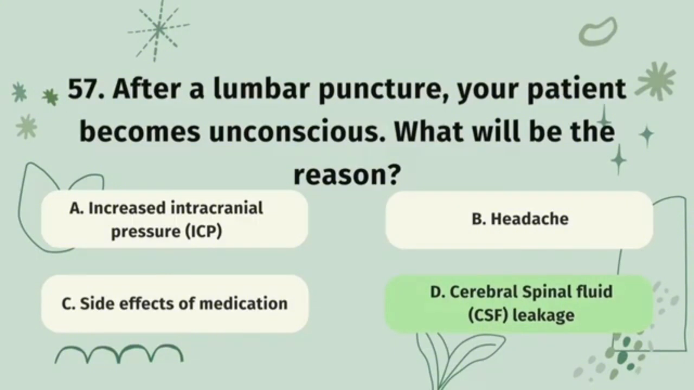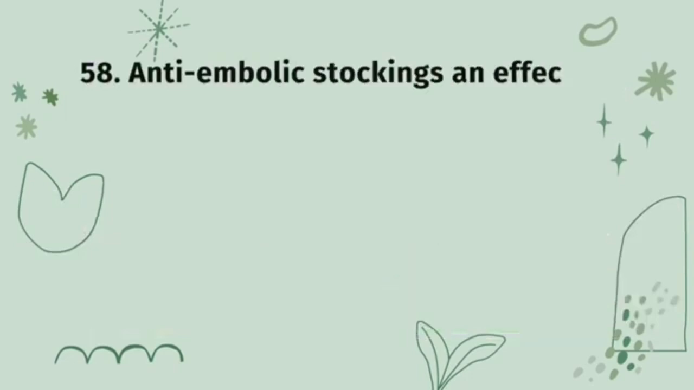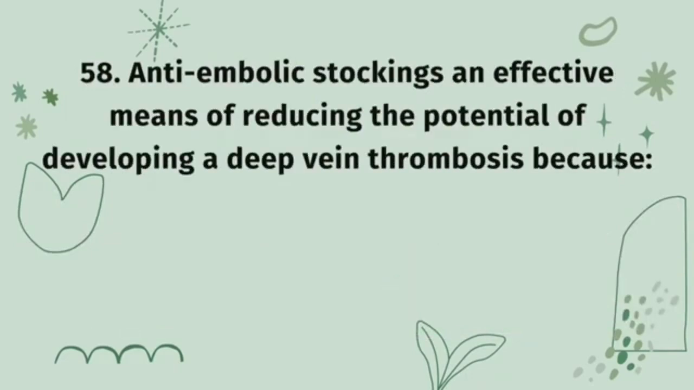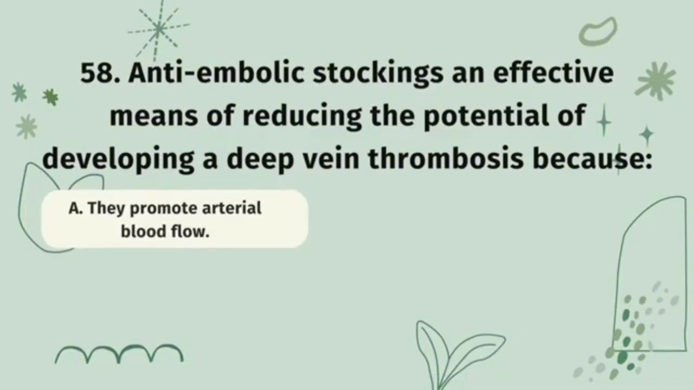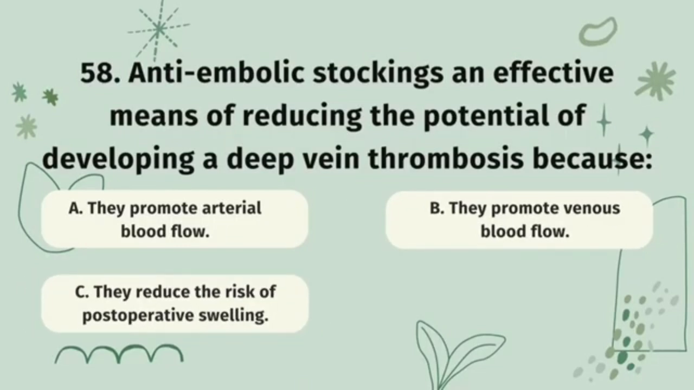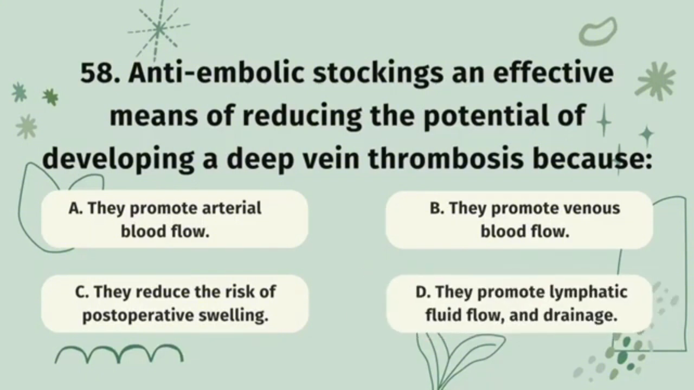The correct answer is D. Question 58. Anti-embolic stockings are an effective means of reducing the potential of developing a deep vein thrombosis because Option A. They promote arterial blood flow. Option B. They promote venous blood flow. Option C. They reduce the risk of postoperative swelling. Option D. They promote lymphatic fluid flow and drainage.